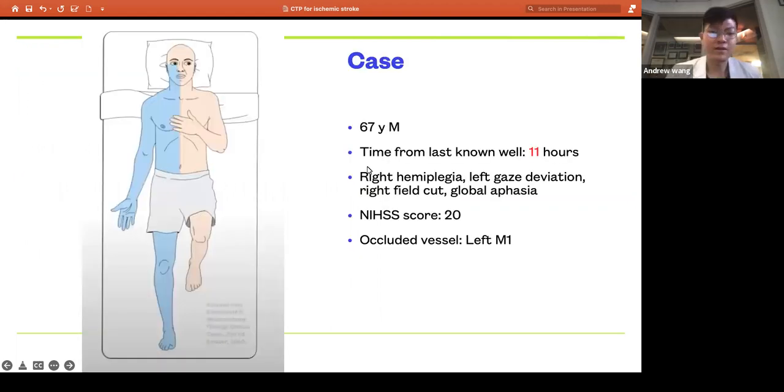So let's start with the case. This is a 67-year-old man who came to the ER with right hemiplegia and left gaze deviation. And he also has right hemianopia and global aphasia. The time from last known well is 11 hours ago, before he fell asleep. So he woke up with all these deficits. And his NIH stroke scale is 20.